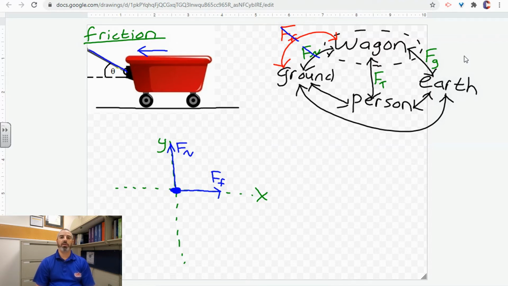We know that the handle that the person is pulling, that's counted as part of the wagon, is acting at some angle. That tension force is acting at an angle. And then we draw the gravitational force, which we know is pointing straight down, which will always point to the bottom of our paper when an object is on Earth.